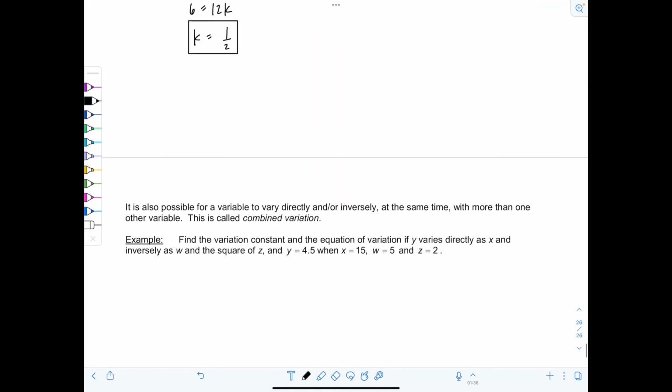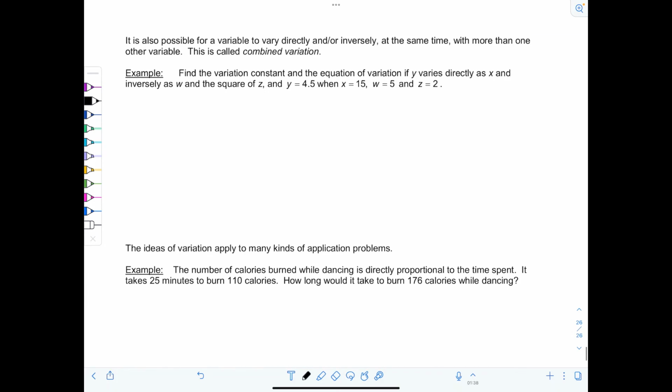Now, it's also possible for a variable to vary directly and/or inversely at the same time with more than one other variable. You'll see this in a lot of formulas and relationships in your physics and chem classes. And this is called combined variation. So let's look at an example just so you're ready when it comes at you. Find the variation constant and the equation of variation if y varies directly as x and inversely as w and the square of z. Okay, we're stopping there.